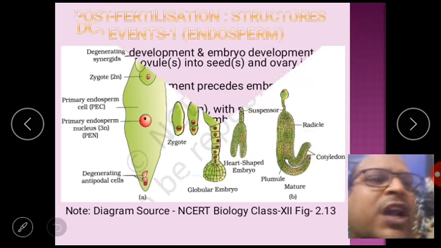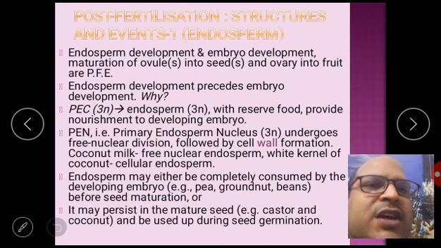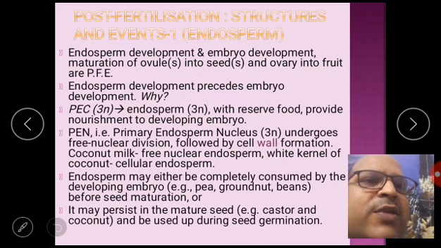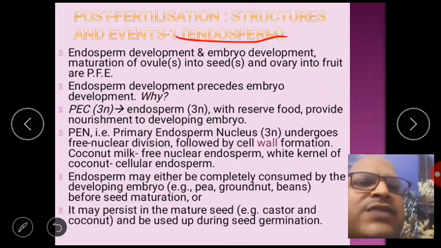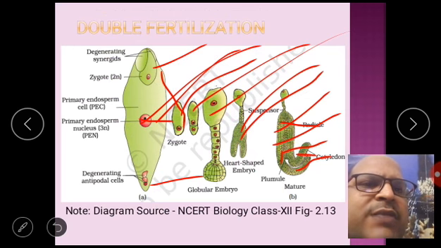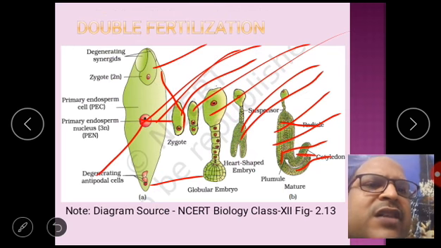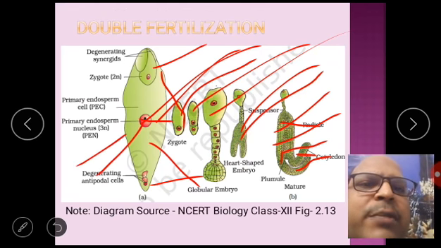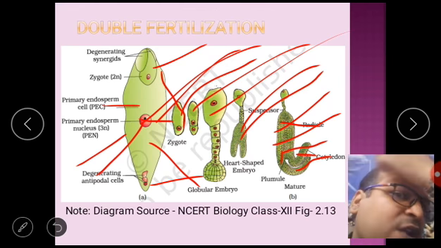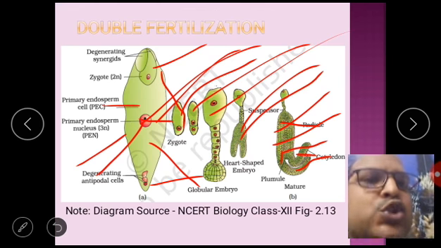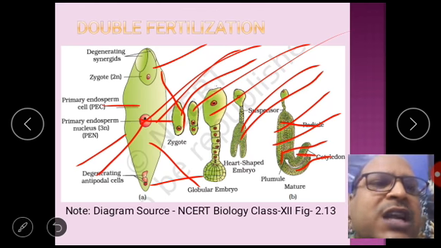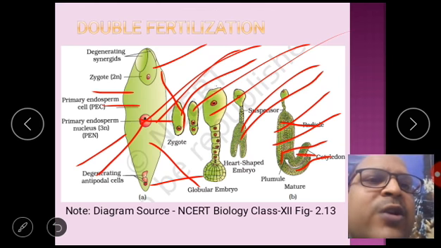Now post fertilization, here I have to tell you post fertilization structures and events. Number one, endosperm formation. Just like we have seen in this diagram, this red colored nucleus is a primary endosperm nucleus, and this is present in this cell. So this full cell will be known as primary endosperm cell. So now these two things, that means the primary endosperm cell which has a primary endosperm nucleus, undergoes division, and this will produce endosperm.